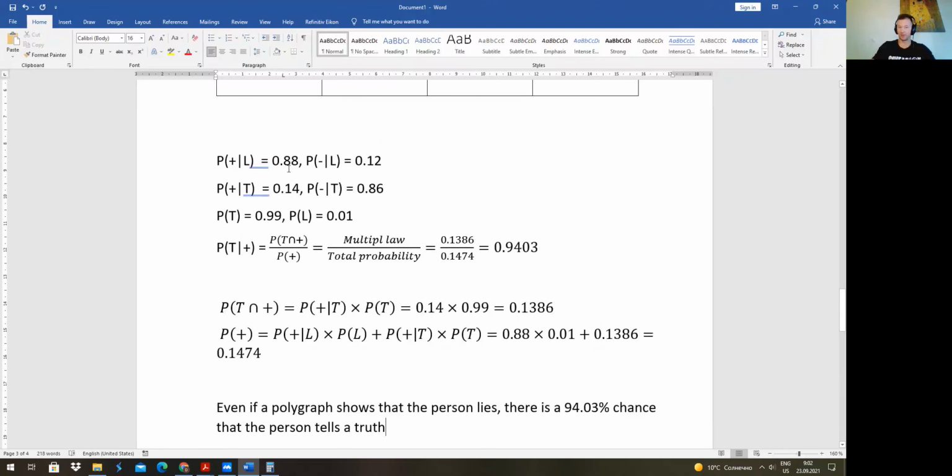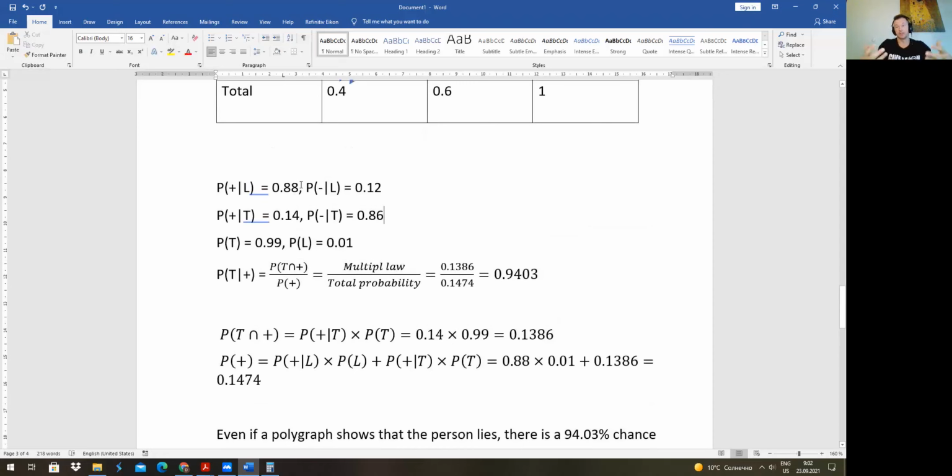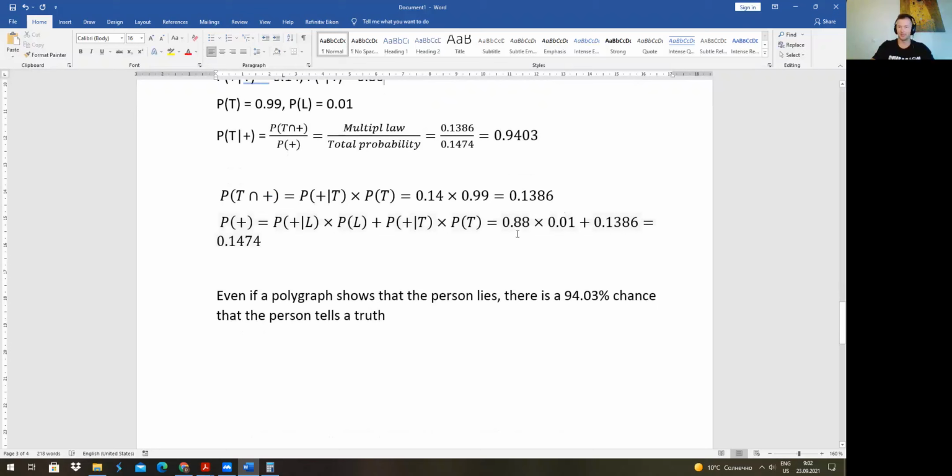Because of these small conditional probabilities of these two chances. If I increase the reliability of my machine, if I increase this percent from 88 to, let's say, 99, and this one as well, then I will have this conditional probability much lower. But even this, it can be taken like, okay, 88% is quite a reliable machine. But you see how it happens. Basically, in 94% of the cases, the machine responding that the person lies will be false.